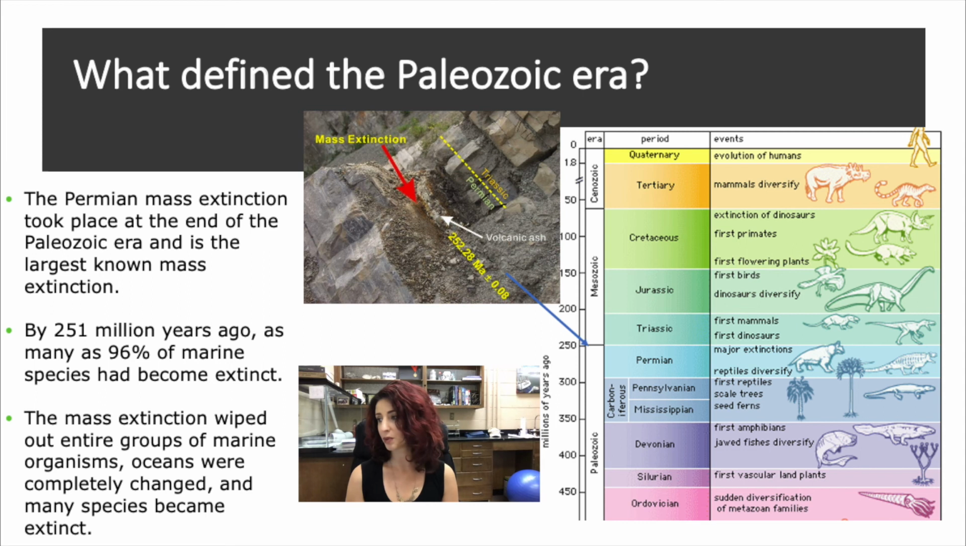But again, when we're talking about geological time, it's always good to keep in mind that this is a gradual process. The mass extinction wiped out entire groups of marine organisms, and oceans were completely changed. You're talking about temperature, you're talking about water chemistry, and so many species could not adapt or cope or evolve fast enough to escape becoming extinct.